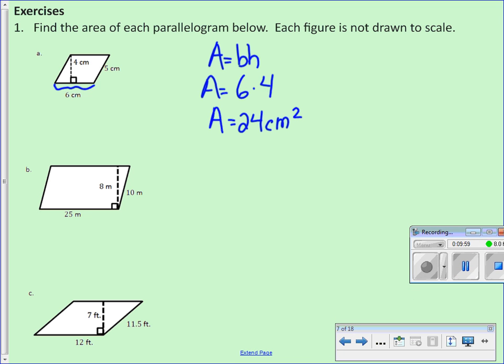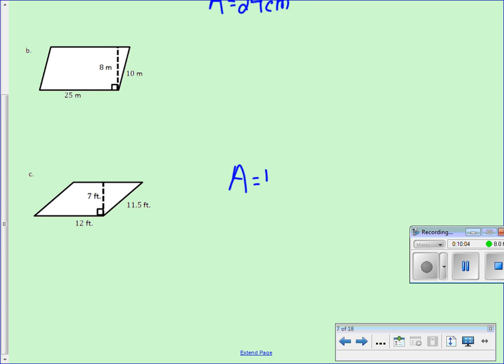And let's try C. Let's jump down to C. Area equals base times height. Area equals what times what? Matt? And Michael, sorry. 12 times 7. Yep. 12 times 7 is, and then I label it feet squared. In case I forget to say it later, when you're doing your homework, you may use a calculator. Okay? All right. Let's keep going.